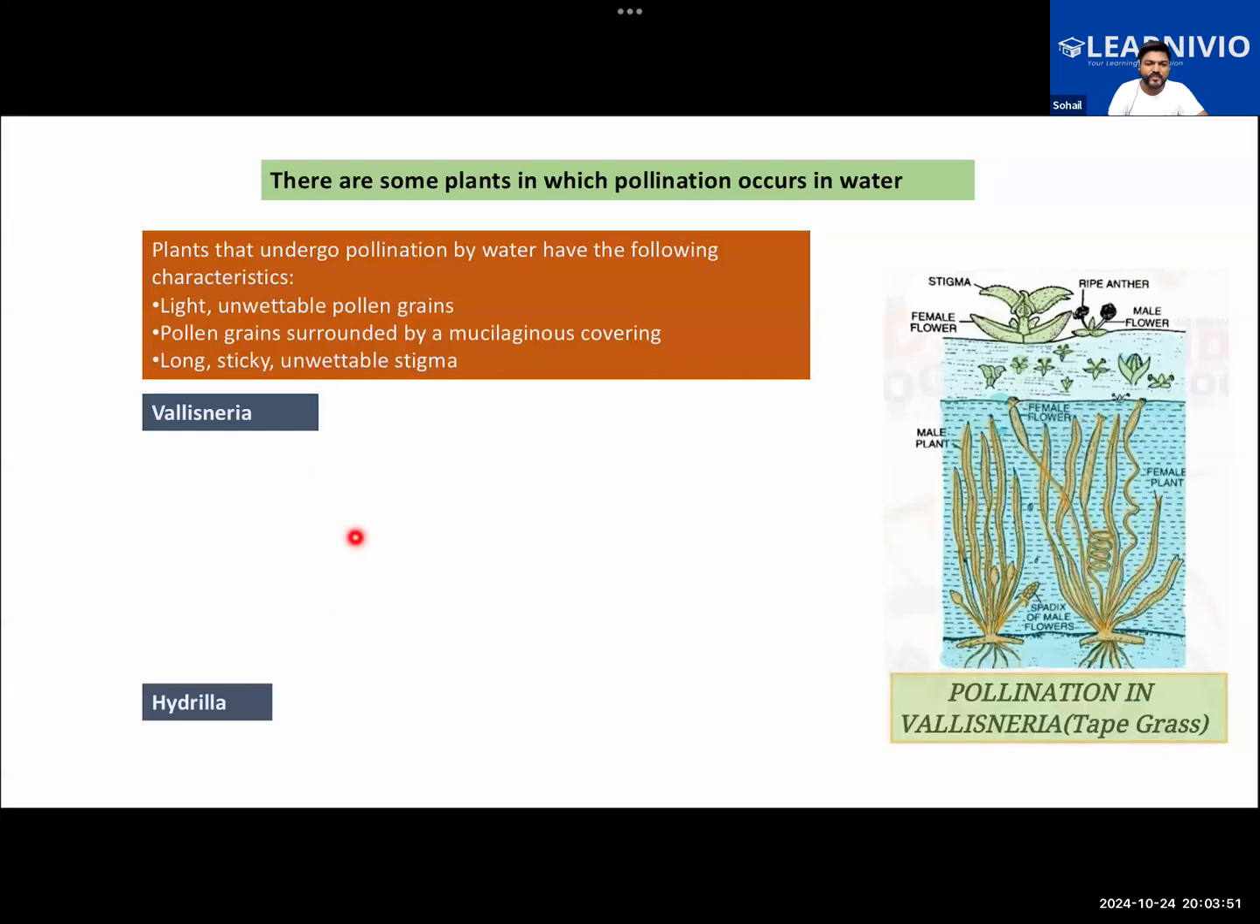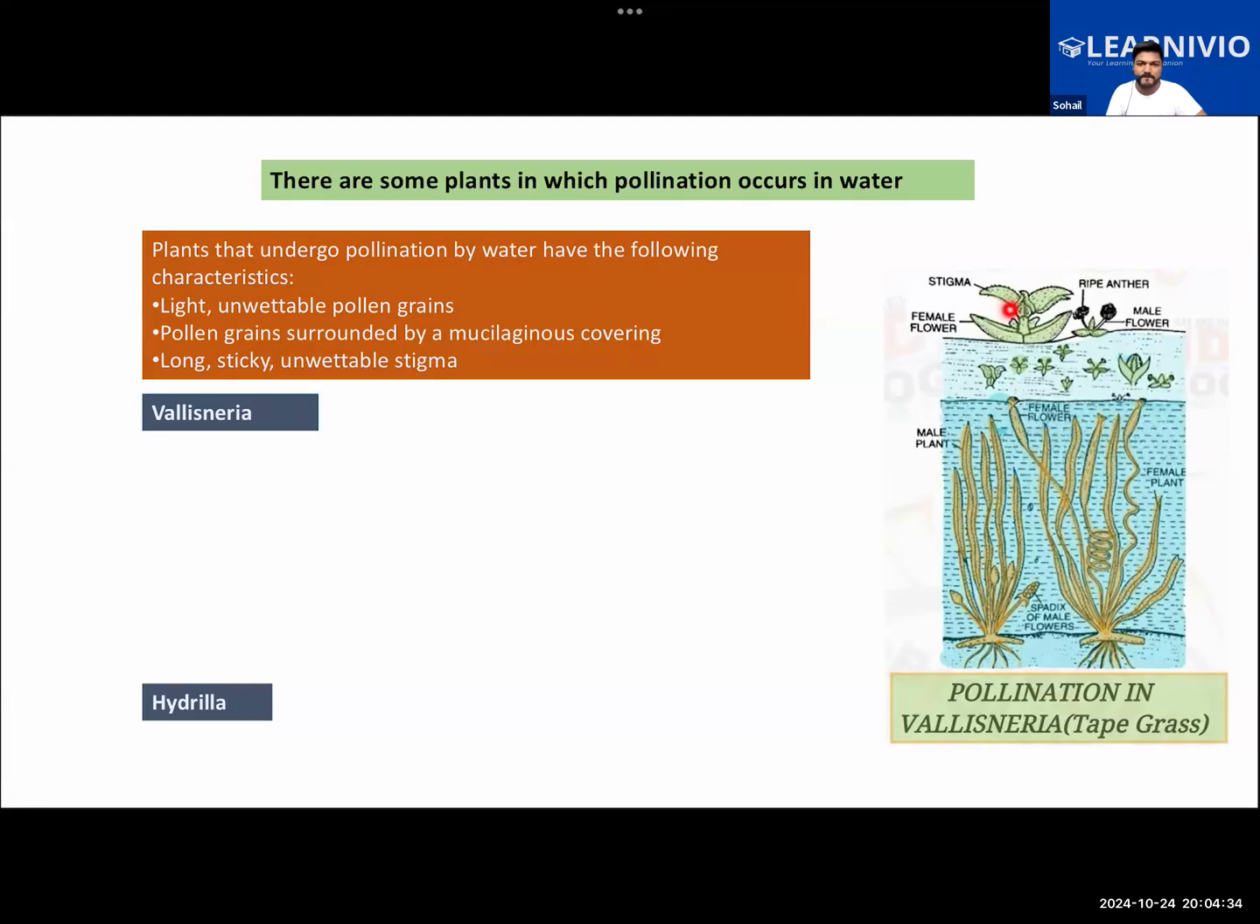Okay. Furthermore, the pollen grains will be surrounded by a waxy coating. Now, if you were to apply a layer of oil or a coating of wax on something, will the water stick on it? No, sir. So that is what the second statement is saying, that pollen grains are surrounded by a special covering. Further, their stigma is long, sticky, and unwettable. Look at the stigma of this flower. It is long, sticky, and unwettable.